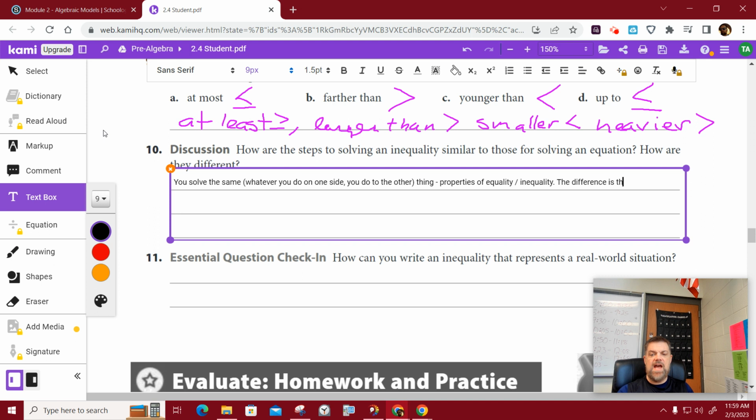is that an inequality can have multiple solutions. So when I say less than 3, is 2 less than 3? Yep. Is 1 less than 3? Yep. Is 0 less than 3? So you won't get x equals 3. You'll get x is less than 3. So that means the difference is that inequalities can have multiple solutions.